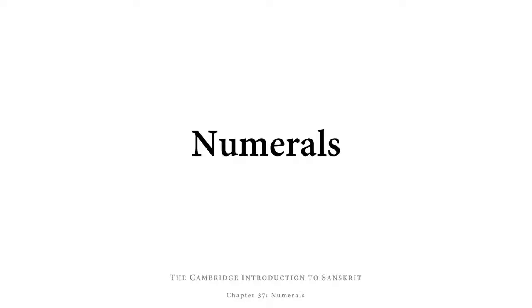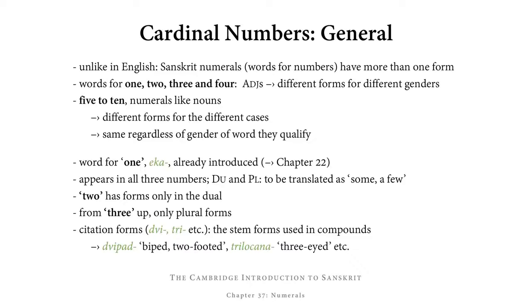Welcome to the video for chapter 37 of the Cambridge Introduction to Sanskrit, which is going to tell you about numerals. Numerals are words for numbers. We distinguish between cardinal numerals, that is words such as 1, 2, 3, 4, 5, and so on, and ordinal numerals or ordinal numbers, for example, first, second, third, fourth, fifth, and so on.